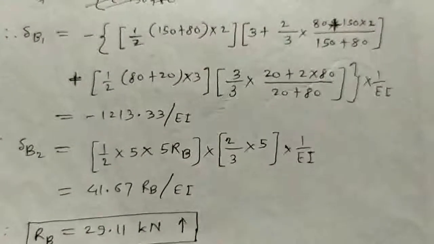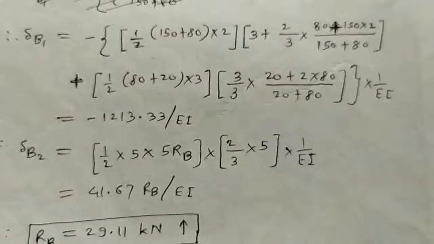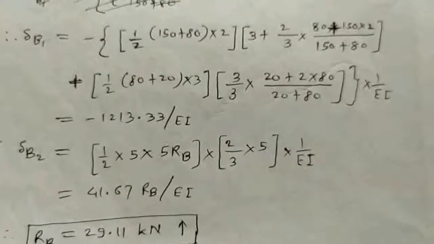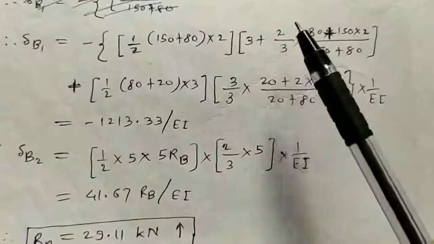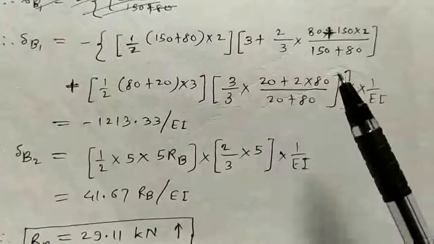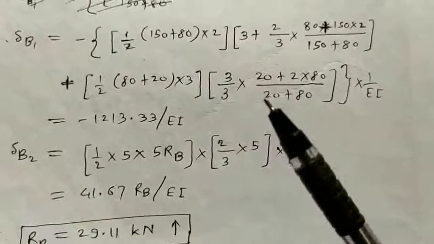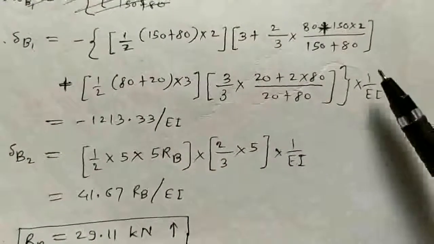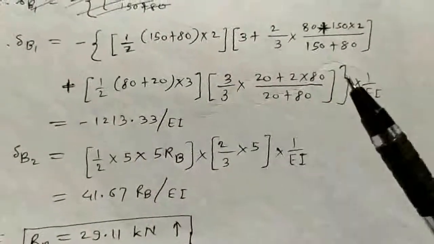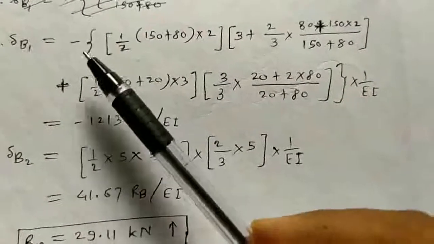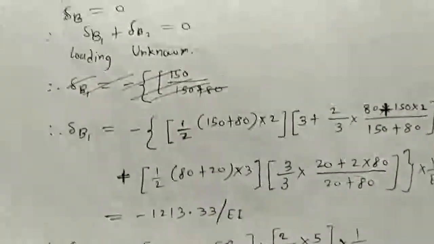Now come to finding out the values of delta B1 and delta B2. Of course, we are going to find delta, that's why you have to consider three brackets. First bracket is the area, second is the centroidal distance, and third bracket is the EI variation. But here in this problem, the total section has the same cross section, that is the same EI. That's why I am going to consider EI outside the total bracket, and this total bracket we assign a negative because for delta B1 the diagram is negative.